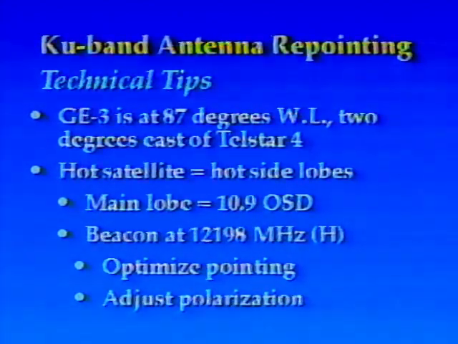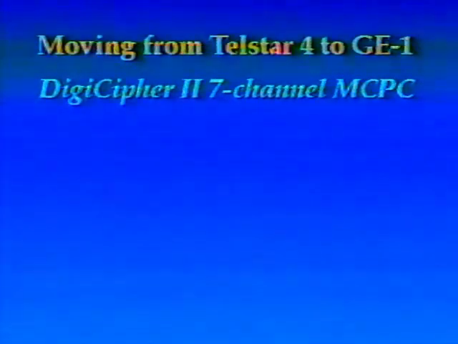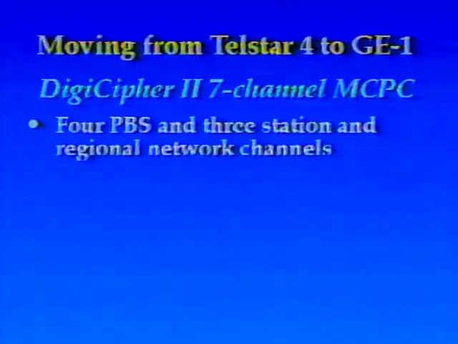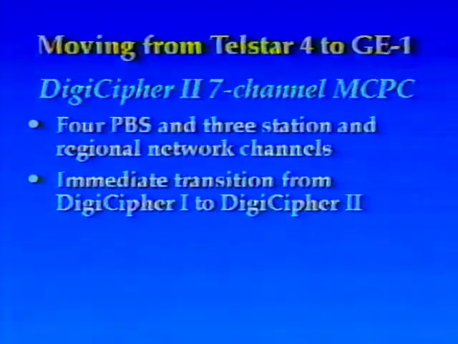If you're doing the slightly more complex move from Telstar 4 to GE1 using an Andrew antenna or any other antenna that you have at your disposal, it is a 7-channel Digicipher II MCPC that consists of 4 PBS and 3 station and regional network channels. Remember, this is an immediate transition. As you go from Telstar 4 to GE1, you'll also be going from Digicipher 1 to Digicipher II, and you only have that 1 week of both satellites to make sure that you've not only found the new satellite, but that you've also been able to operate Digicipher II.